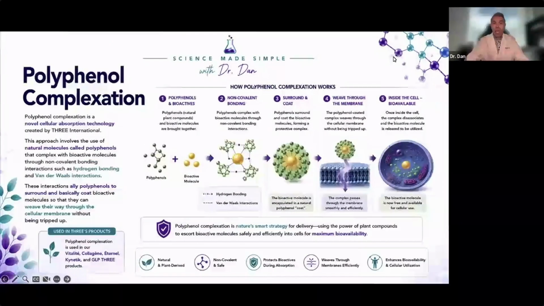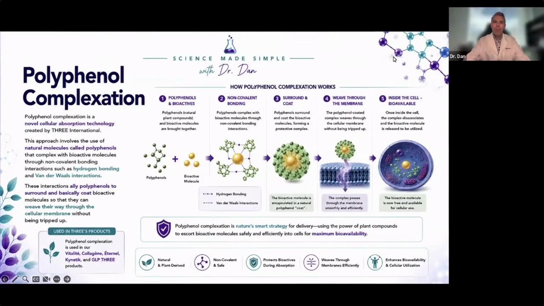Okay, next we have polyphenol complexation. We use this a lot. We use this, as you can see here in the slide, in our Vitalite, our collagen, Eternal Kinetic, and GLP-3. And adjuvants are used in GLP-3 as well. But with this polyphenol complexation, again, we are molecular experts. And polyphenols are nice because there are hundreds of different types of polyphenols. Some people might say polyphenol, that's the British pronunciation. So whether you say polyphenol or polyphenol, I'm American, so I say polyphenol.